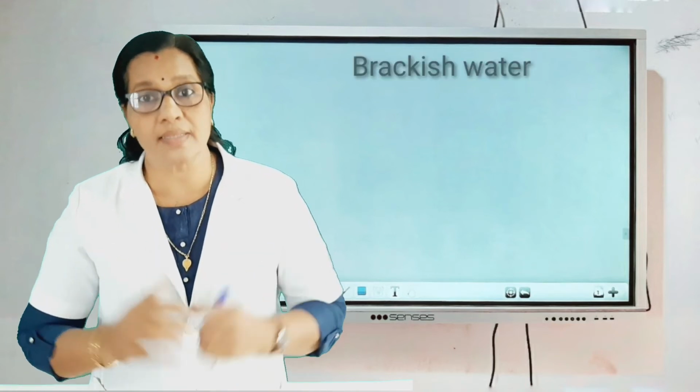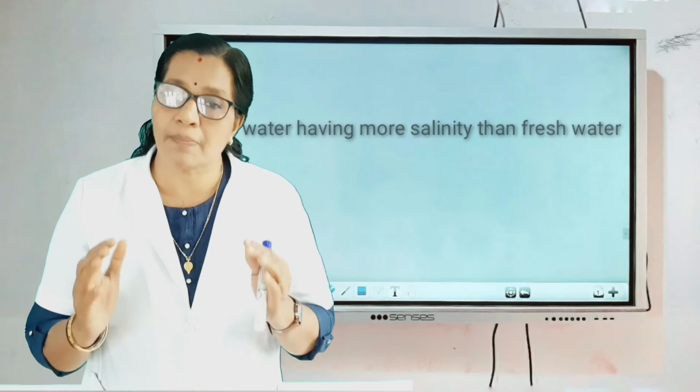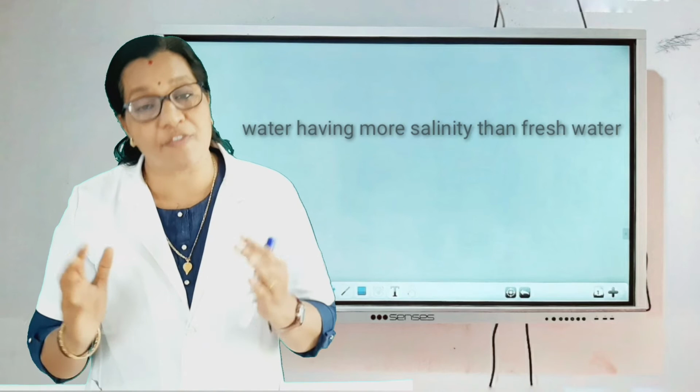Sambar Lake of Rajasthan is India's largest saltwater lake. Chilika Lake is India's largest brackish water lake. It lies in the state of Odisha. Students, by hearing this, you might have a doubt: what is brackish water? Brackish water means water having more salinity than fresh water.